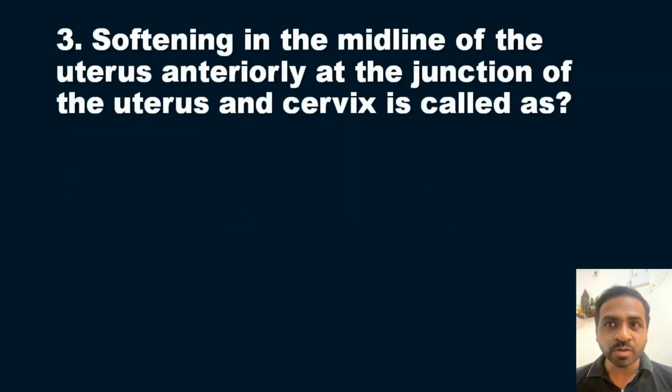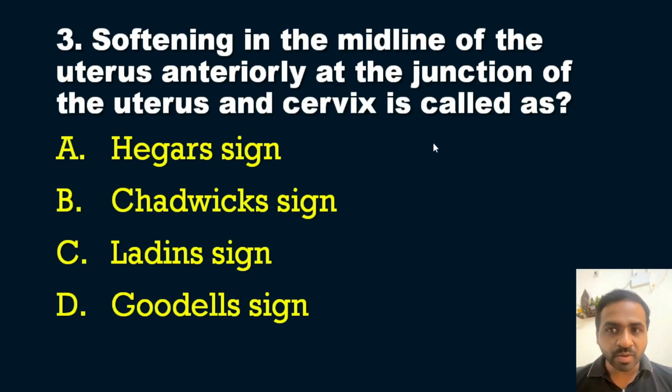Now we will move on to the third question. It is from OBG. The question is, softening in the midline of the uterus anteriorly at the junction of the uterus and cervix is termed as? The options for you are: option A Hegar's sign, option B Chadwick's sign, option C Ladin's sign, and the final option D Goodell's sign.